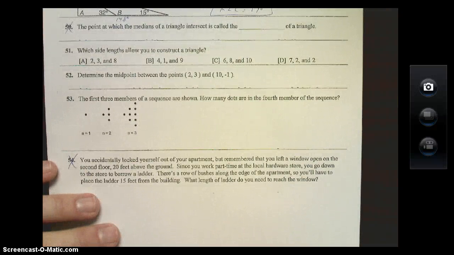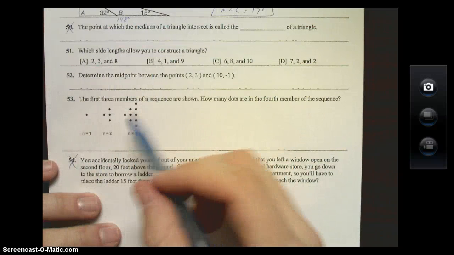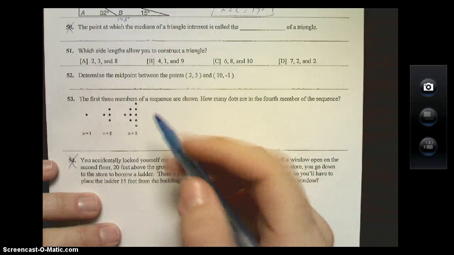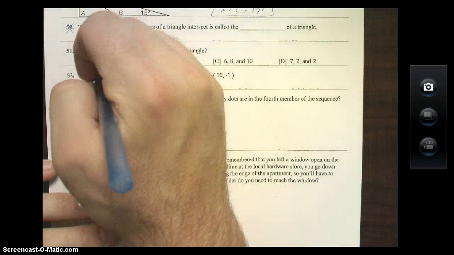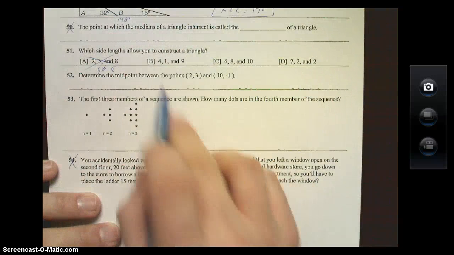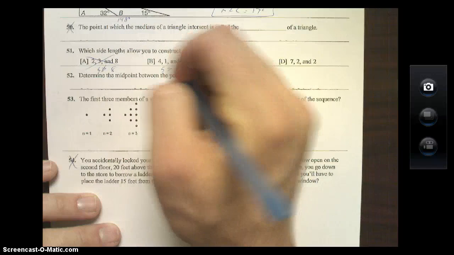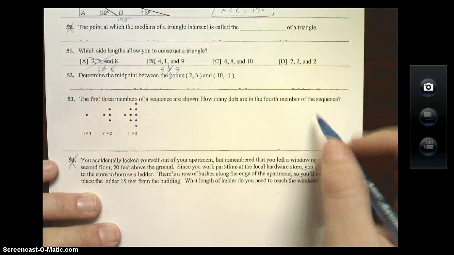51, which side lengths allow you to construct a triangle? Any two sides of a triangle must add together to be larger than the third side. So if you look at A, 2 plus 3 is 5. 5 is not greater than 8. So this will not make a triangle. 4 plus 1 is 5. 5 is not greater than 9. Will not make a triangle.